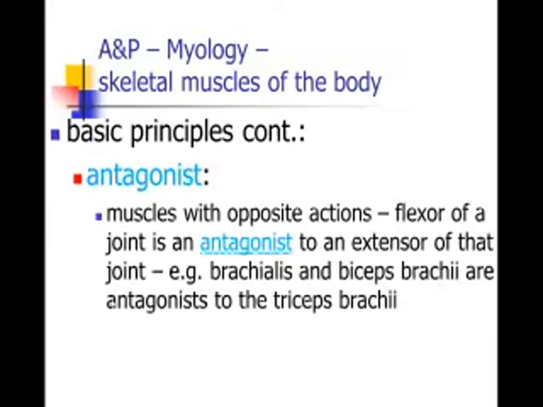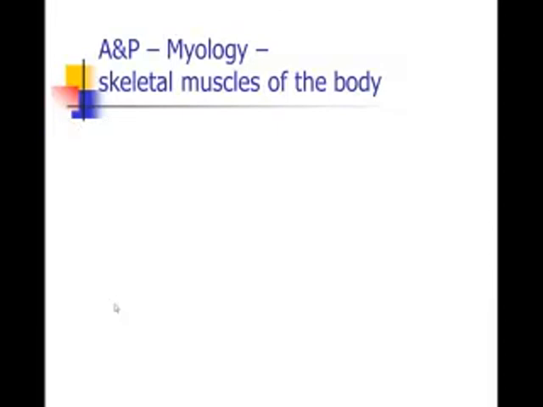Antagonists. Antagonists have opposite actions of each other. So if you have a flexor of a joint, its antagonist would be an extensor of the same joint. In the example I've given here, brachialis and biceps brachii both are flexors of the elbow, and they're antagonists to triceps brachii, which is an extensor of the elbow. Conversely, triceps brachii is an antagonist of brachialis and biceps brachii because it moves that joint in the opposite direction.